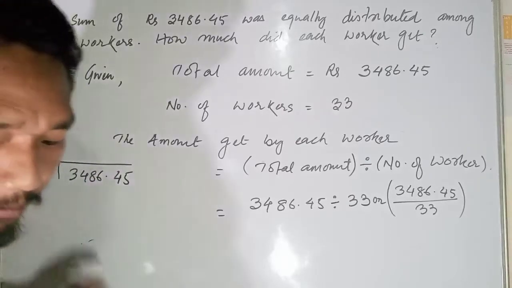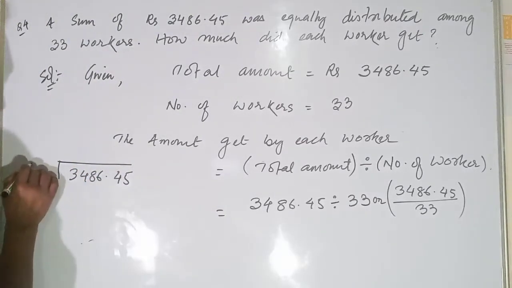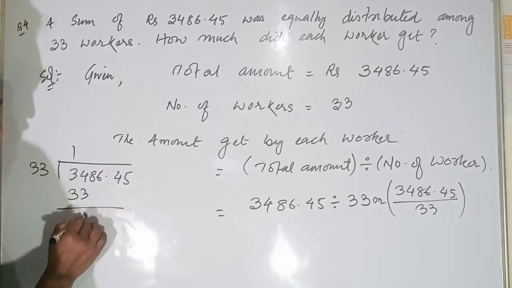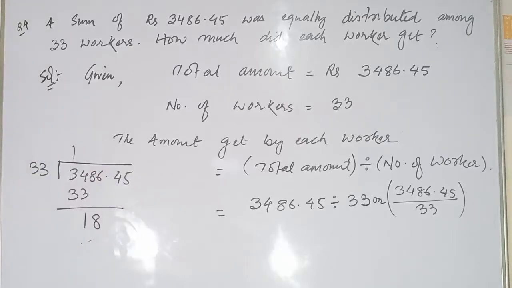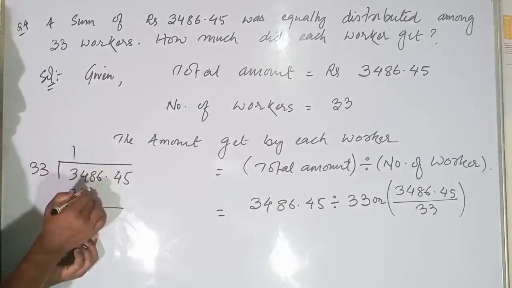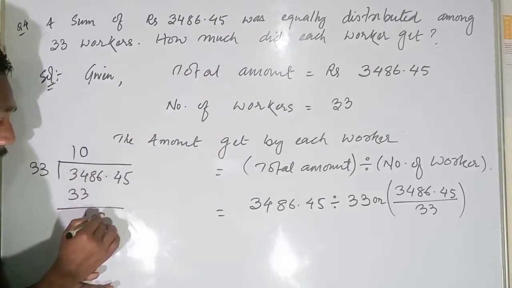3,486.45 is divided by whom? It is divided by 33. We know that 33 ones are 33, 1, 18. So I have to borrow one more number, because 18 is very less. That means I have to borrow 6. In order to borrow 6, I have to put 0 here, give 16.